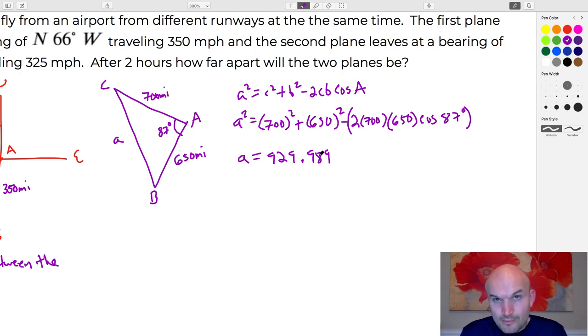So I'm going to type this in one more time. Man, I kind of wish I had my TI calculator right now. It'd be a little bit easier to see what I'm doing and what I'm typing in. So 700 squared plus 650 squared.